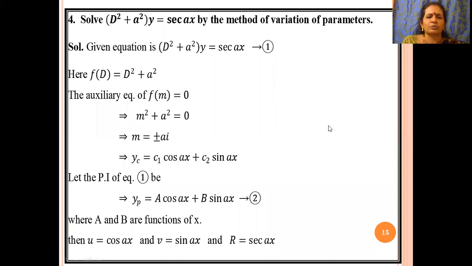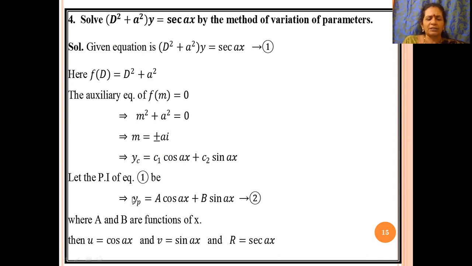Now coming to the next one. The next problem is similar to the previous one. Solve d square plus a square into y is equal to secant ax by the method of variation of parameters, right? Now take the given function as f of D. Then we call this the auxiliary equation. From this you can write down the auxiliary equation f of m is equal to 0. Then find the factors m equals plus or minus ai. Then yc can be written as c1 into cos ax plus c2 into sin ax, right?